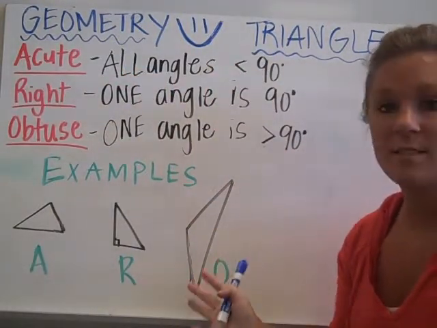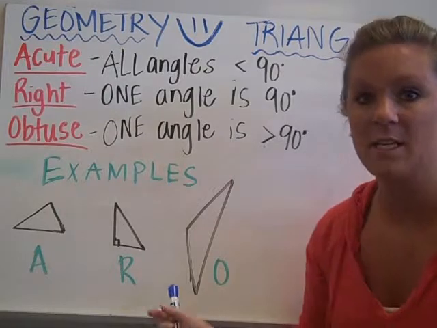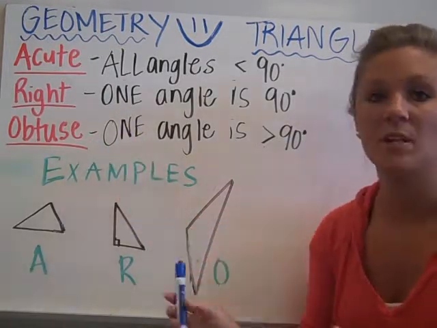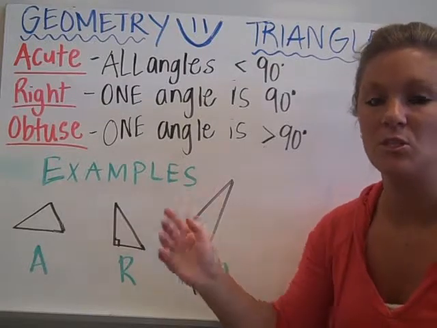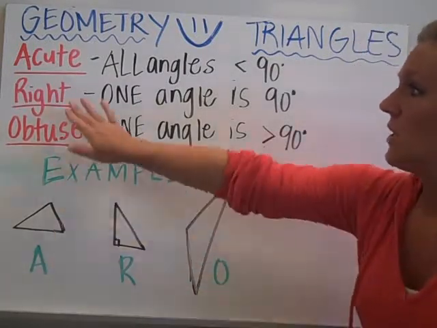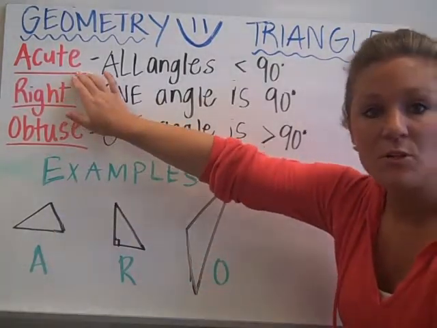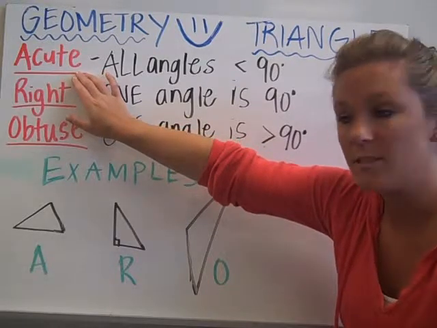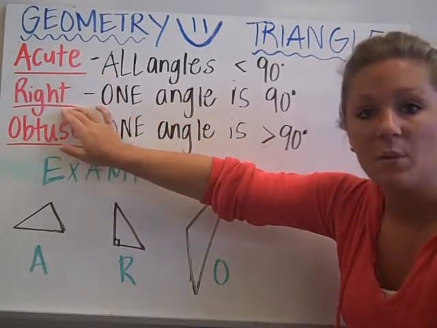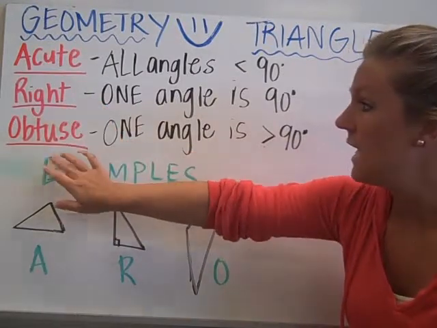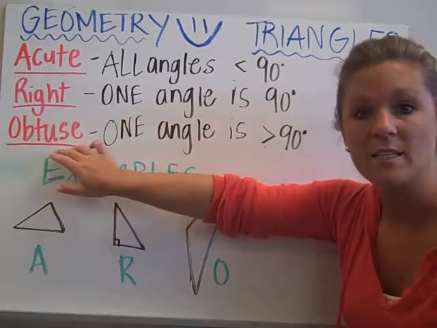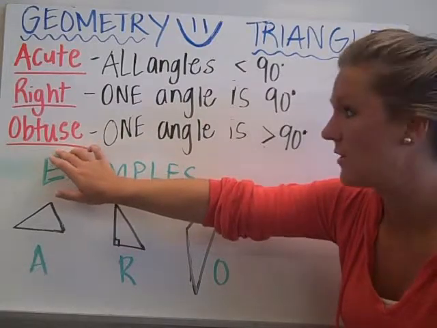So there are 6 different kinds of triangles, and I'm going to start with the 3 that are going to be the most common to you, the ones that you're going to remember since we just talked about angles. So you remember acute angles are those measuring less than 90 degrees. A right angle is one that measures 90 degrees. It looks like a capital L. And then an obtuse is an angle that is greater or bigger than 90 degrees.